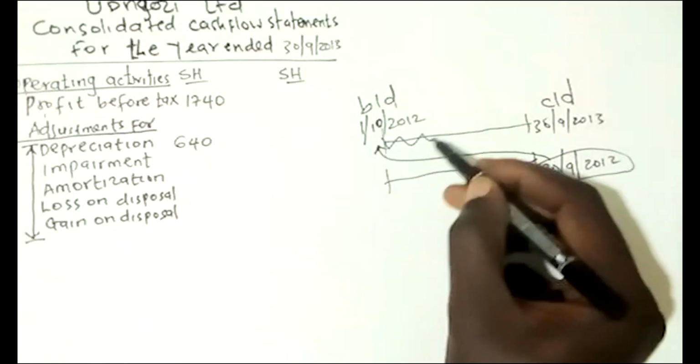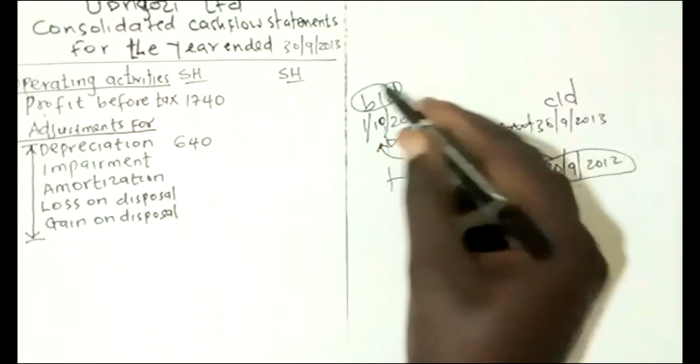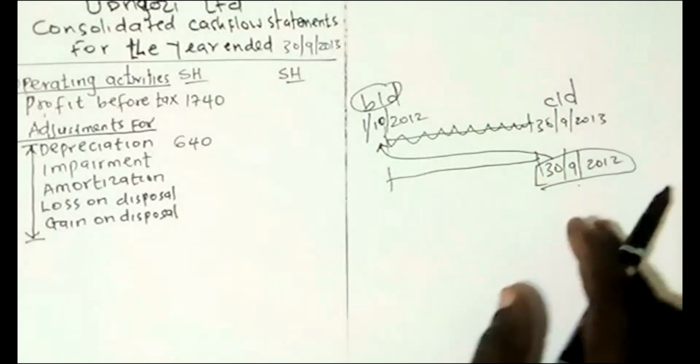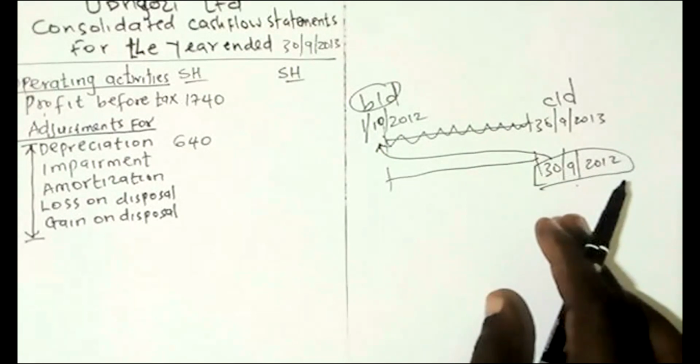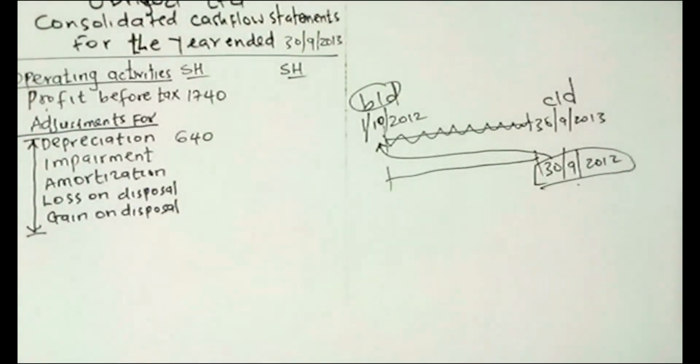Then you are given transactions during the year. So you have to consider your balance brought down. You adjust for what happened during the year. Then you compare with what you have at the end. Then you make a final conclusion.